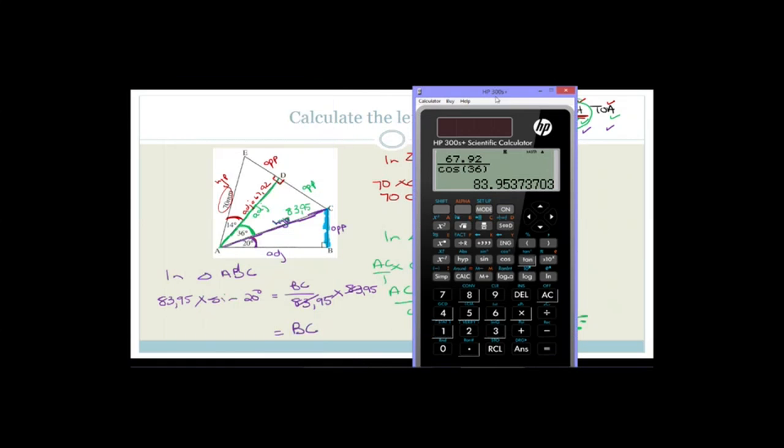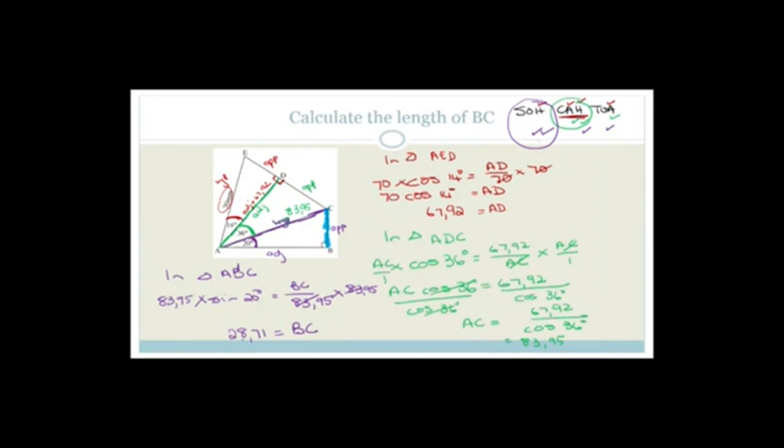So this cancels with this, and this is BC equals, and then we're going to get out our calculator. I'm going to write it in again, because I've written 83.95, I've rounded already. So if I don't use that rounded number, I'm going to get a funny answer. So we have to use what we've already written. So it's 83.95 times sine of 20 degrees, close bracket, equals, and that becomes 28.71 units. The final answer is 28.71, and actually the units are millimeters, because they tell us over there that it's millimeters. So you can see that we're basically using the same type of thing over and over again. We're using our SOH CAH TOA, but in different ways.